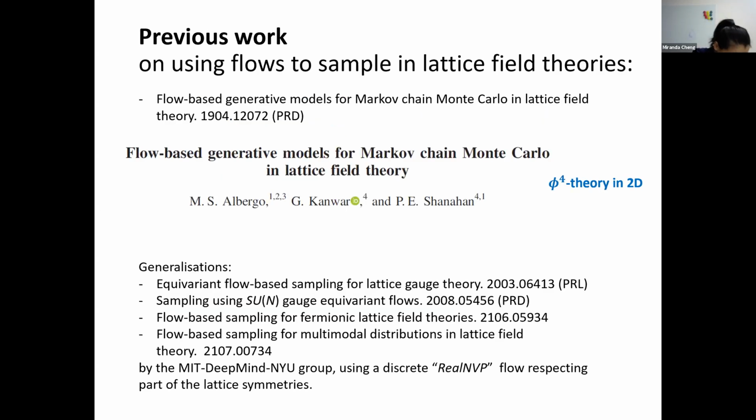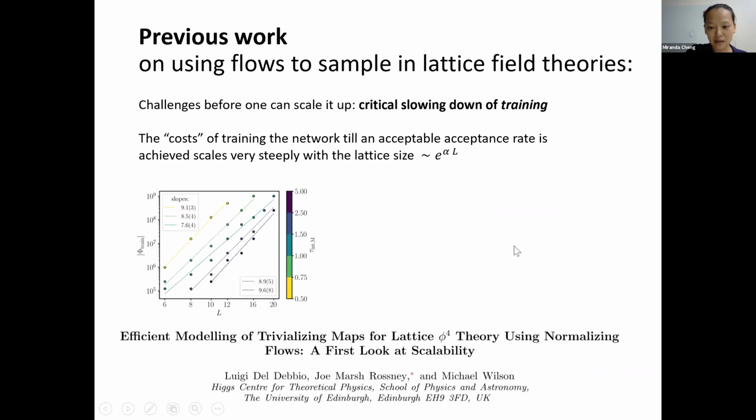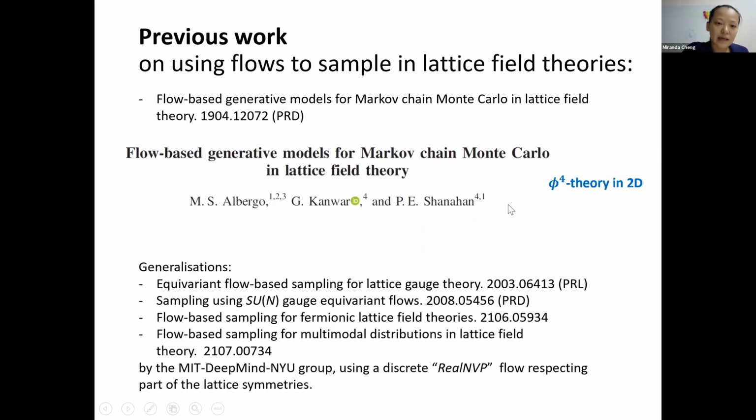This idea of using a flow did not start with our work. In 2019 there was a paper by the MIT group and later the DeepMind group and the NYU group, the same team together, on flow-based generative models for Markov chain Monte Carlo in lattice field theory. Their test case is the phi⁴ theory in 2 dimensions. We started around the same time, but we are just much slower in obtaining results. I won't go into details of their model, but everything that I have talked about so far also applies to their paper.